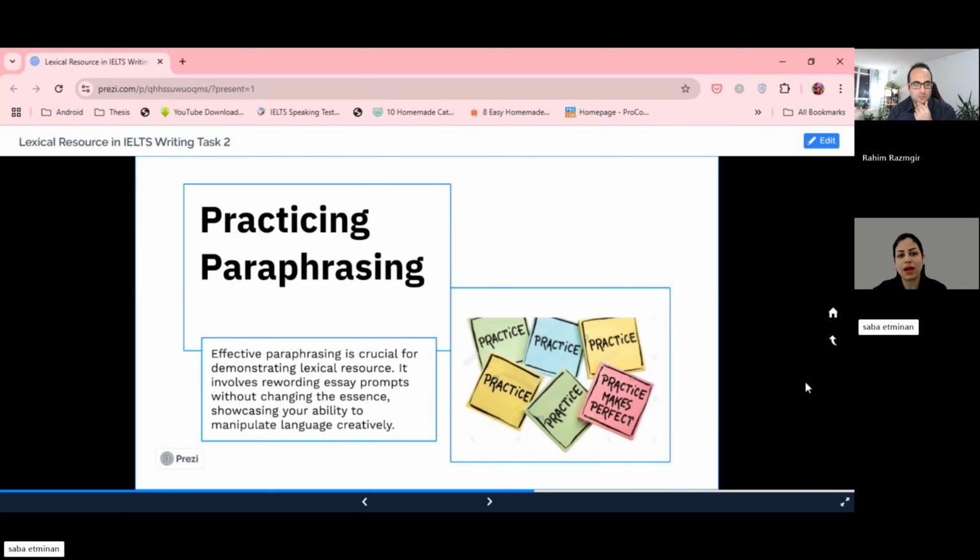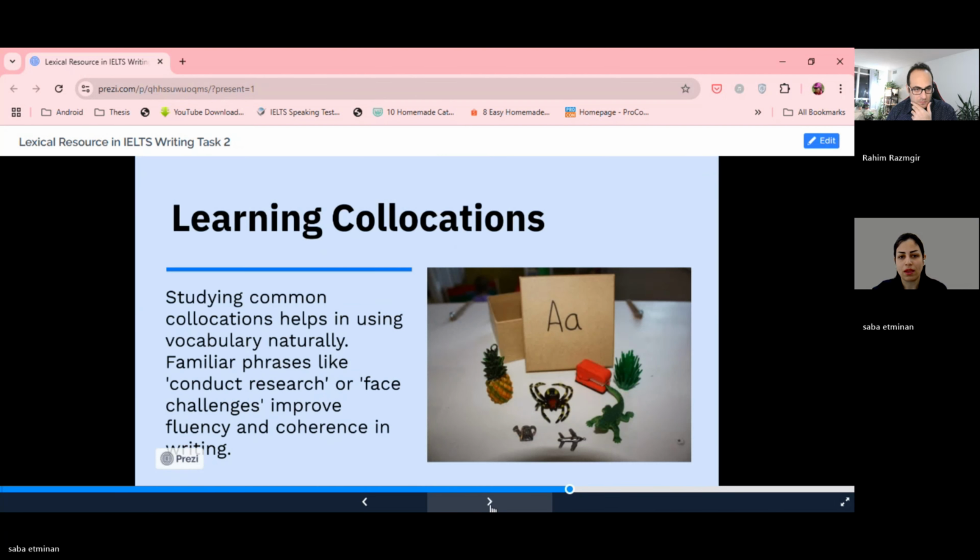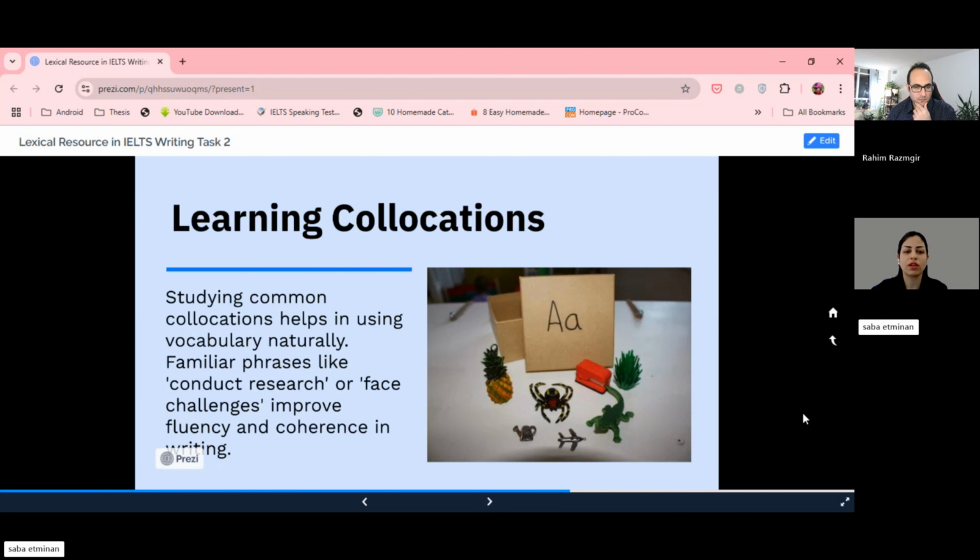And practicing paraphrasing. Effective paraphrasing is crucial, as we just said, for demonstrating lexical resource. It involves rewording essay prompts without changing the essence, showcasing your ability to manipulate language creatively. Another thing is to try to learn collocations. Studying common collocations helps in using vocabulary naturally. Familiar phrases like conduct research or face challenges improve fluency and coherence in your writing.